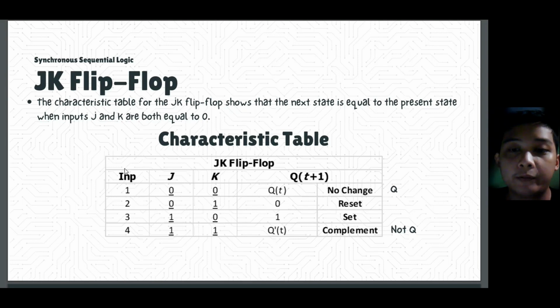Furthermore, when J is equal to 1 and K is equal to 0, then Q(t+1) is equal to 1. So the next clock edge sets the output to 1. Finally, if both inputs J and K are equal to 1, then Q(t+1) is equal to not Q. So the clock edge complements the state of the flip-flop. So that is all for the JK flip-flop. Next topic is the T flip-flop.